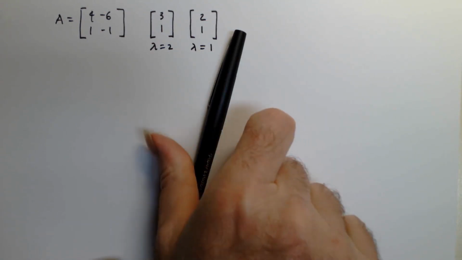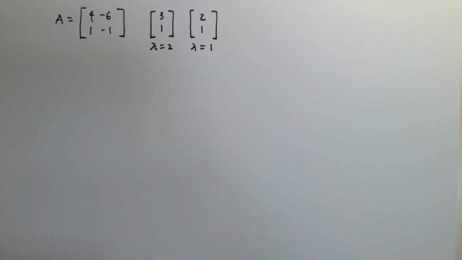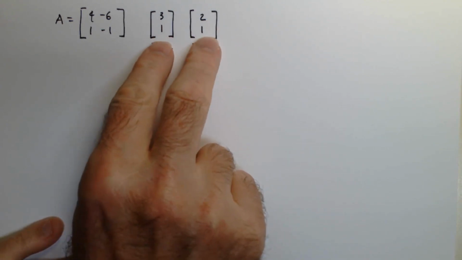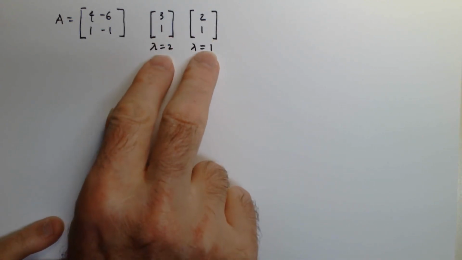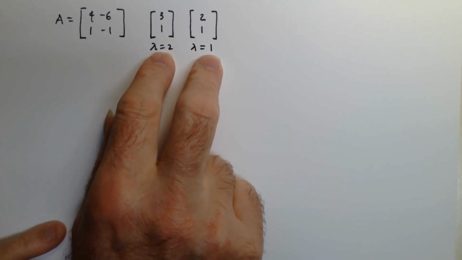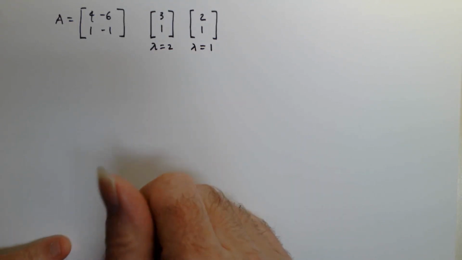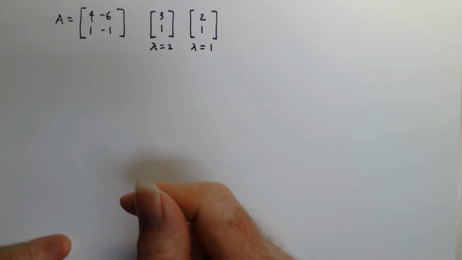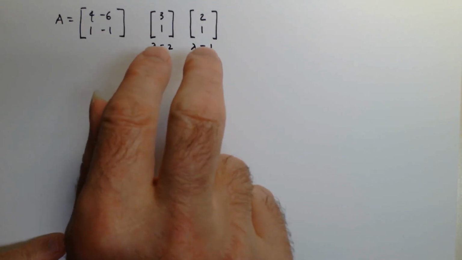In this problem, we've been given a matrix A, and we've been told that this matrix A has 2 eigenvectors corresponding to the eigenvalues lambda equals 2 and lambda equals 1. In step 1 of this problem, we're asked to find a diagonalization of the matrix A. And we know the recipe.